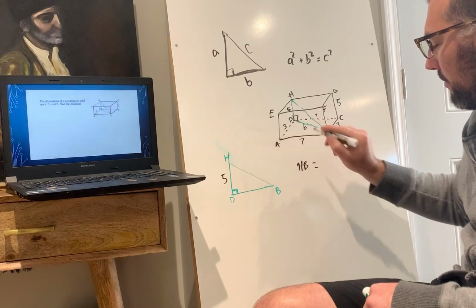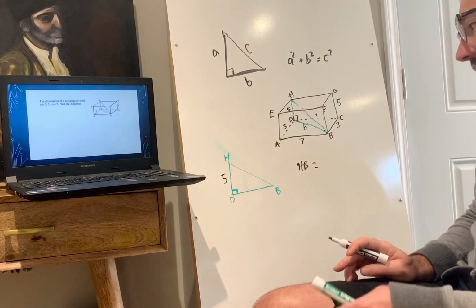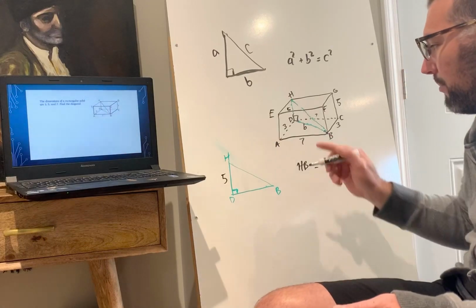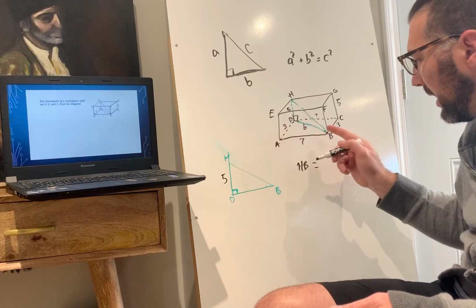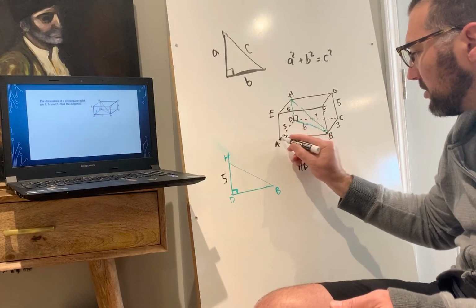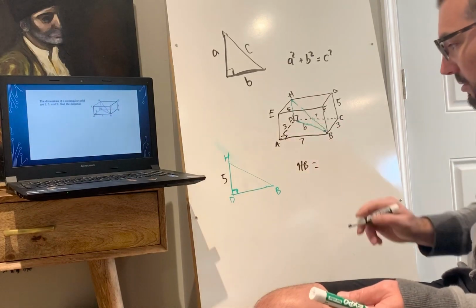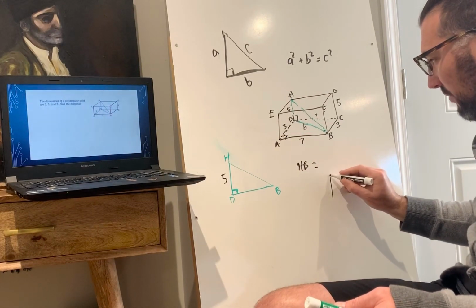I'll call it B. And so what I need to do is I need to see that there's another triangle, namely this triangle right here, the one on the bottom. And this triangle here also has a right angle. Let me draw that on the outside for you so you can see it.